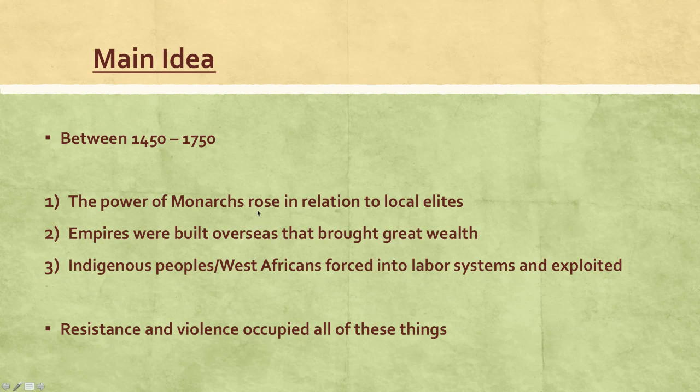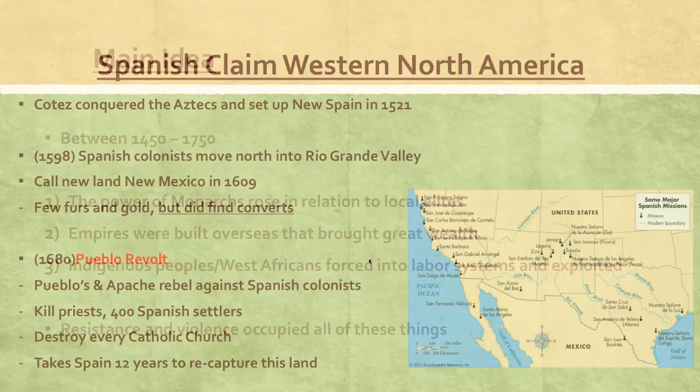One, the power of the monarchs is rising in relation to the local elites, meaning the power of the monarchs is rising in power to either the nobles or the church, for instance. We also see empires that are being built overseas, obviously going to have conflict with the indigenous peoples there. And then more conflict when indigenous peoples and West Africans are forced into labor systems.